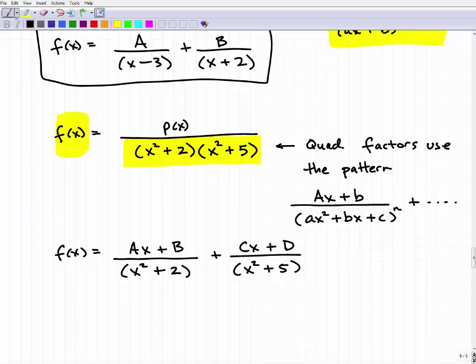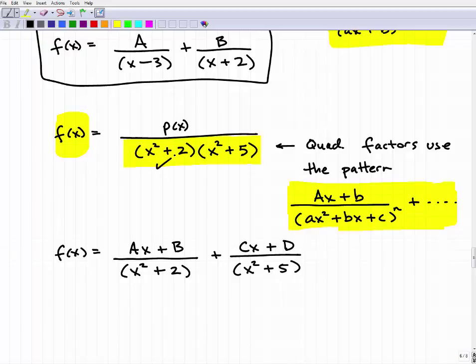Now, if we notice, these are quadratic factors. These are not linear factors. We have the x squared inside the factor, right? So these are quadratic factors, so we're going to use the quadratic form. And you can see here, this is what I told you it was. But let's see how we write that.